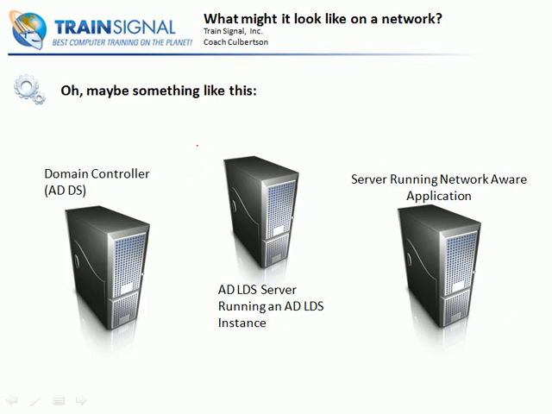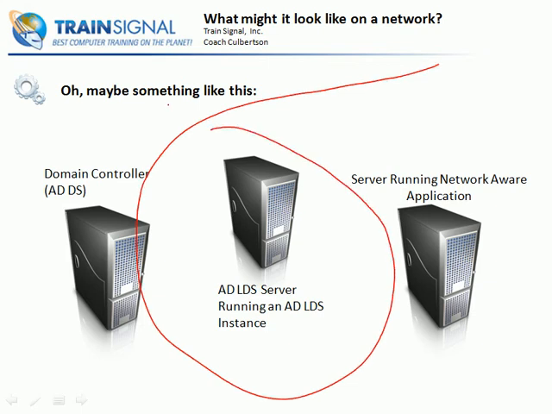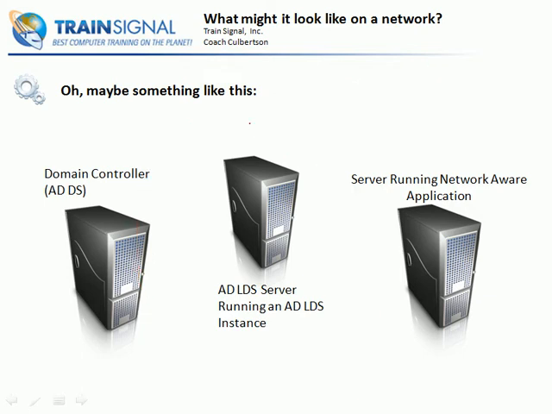Now here's what it might look like on a network here. We start off with, of course, an ADLDS server that's running what we call an ADLDS instance. Okay, I'm going to talk to you about what an instance is in just a second. And we also have a server over here that's running a network-aware application. Now, this particular application, if it needs Lightweight Directory Access Protocol services, i.e., again, if it needs LDAP in order to authenticate users with, then we actually store that information on the LDAP box or the LDS box. So the easiest way to think about Lightweight Directory Services is that it's really a very lightweight version of ADDS. Okay?